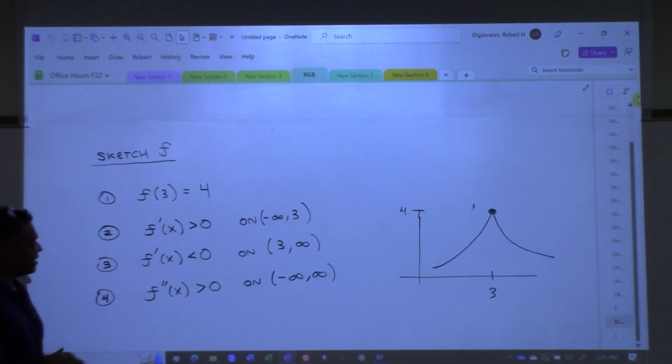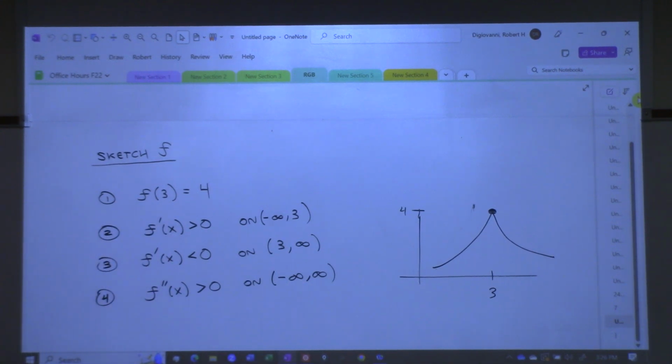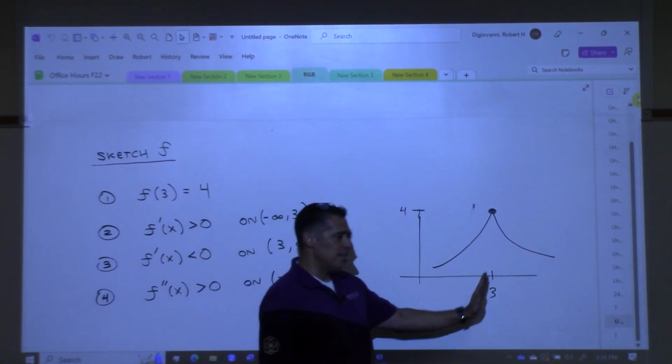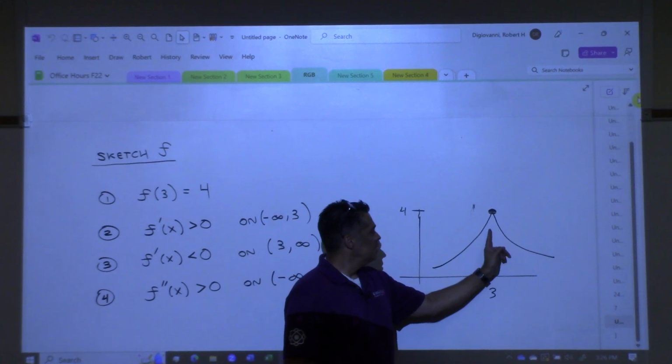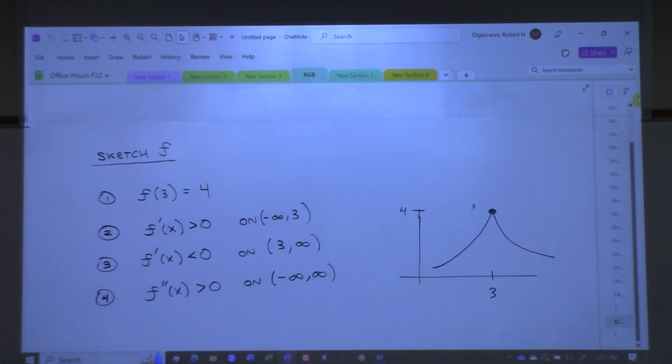Let me ask you another question while we've got this picture up here. What's the derivative of this function at 3? It doesn't exist, right? At 3, the derivative doesn't exist because you have a corner or cusp or something like that, right? All right, very good. We're ready to move on. We are, I am.